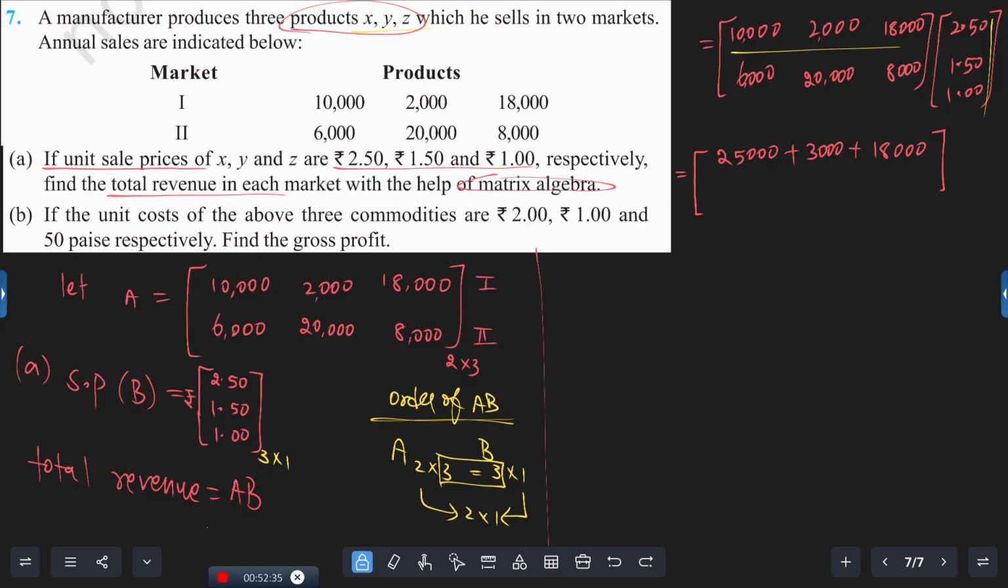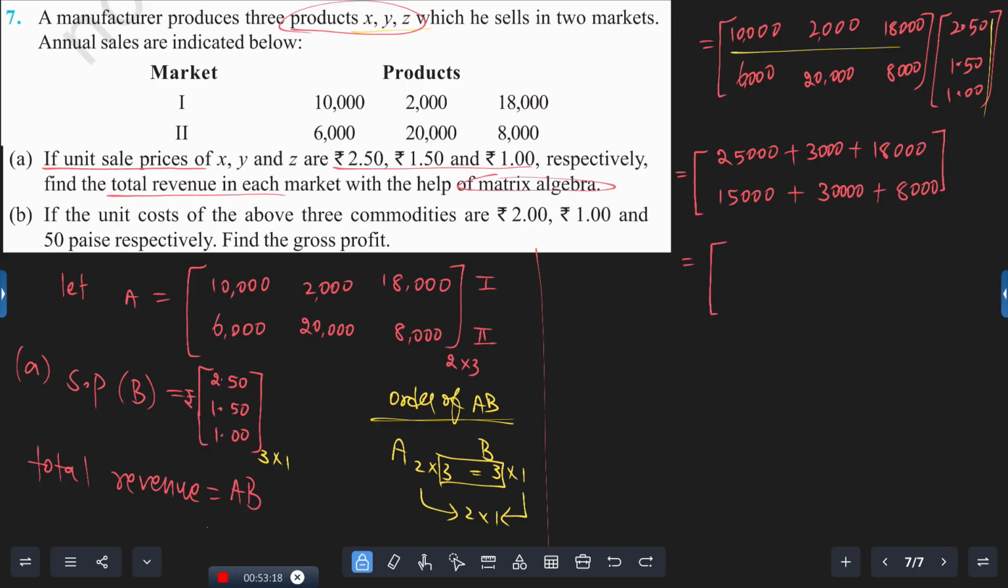Now take the second row, multiply with the same. 6,000 into 2.5. So 2.5 into 6, what am I getting? 12 plus 3, 15. And the zeros, if you give now, 3 zeros, 15,000 I am getting. Then 15,000 plus 20,000 with 1.5, what will you be getting? Is it 30,000? Am I right? Which is 30,000. Now 8,000 into rupees 1, again 8,000.